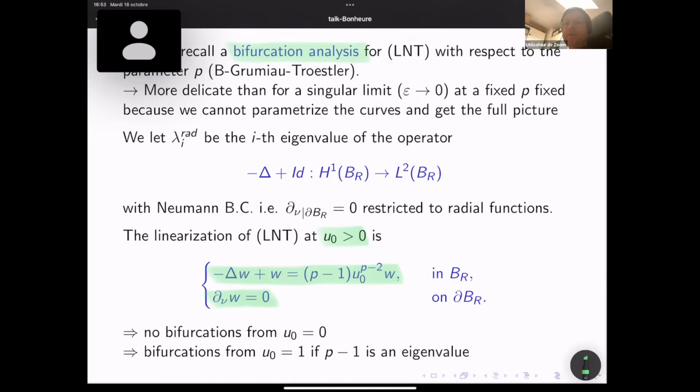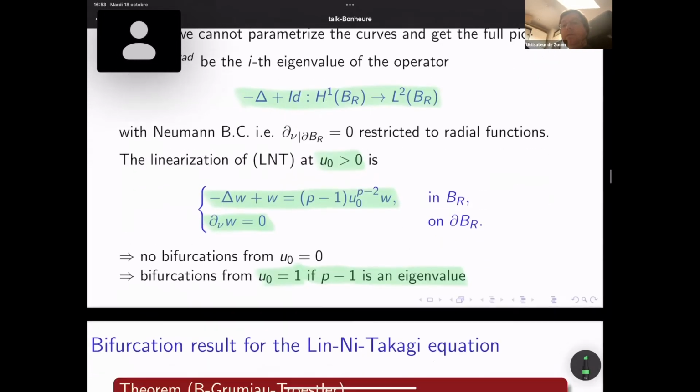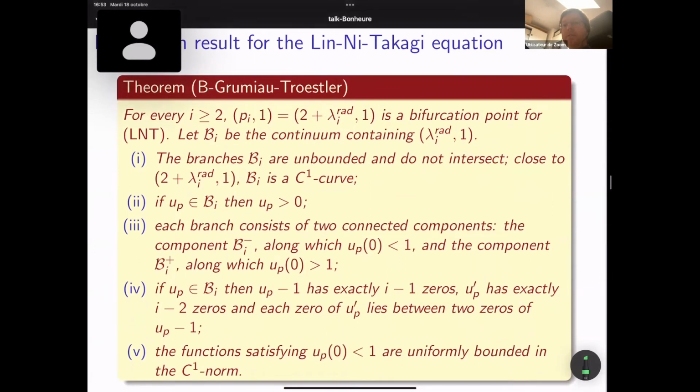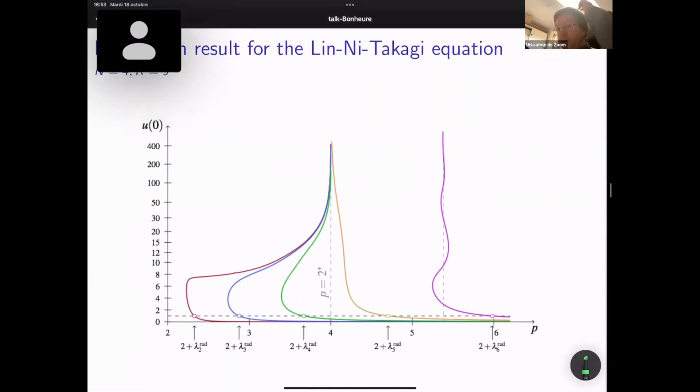And of course, since you are working in a very nice radial setting, you have simple radial eigenvalues of your operator, and you have a nice solution, which is a constant solution. You can say, okay, there will be bifurcation from this constant solution if p minus 1 is an eigenvalue of minus Laplacian plus identity. Okay, and this leads to very simple results that I will comment on, but let me first show a picture. So here it is, a picture.